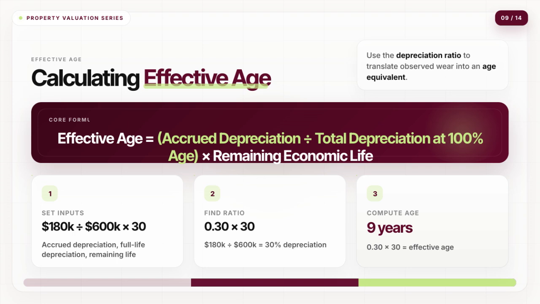So even if a property is chronologically older, its effective age might be less if it's been well maintained, reflecting its true condition and value more accurately.